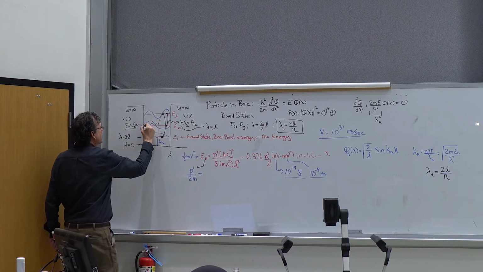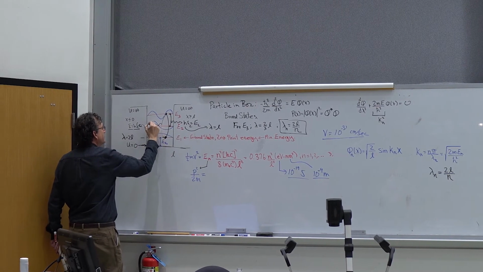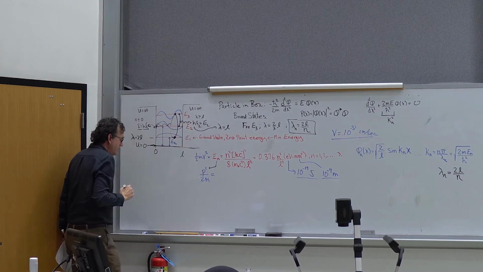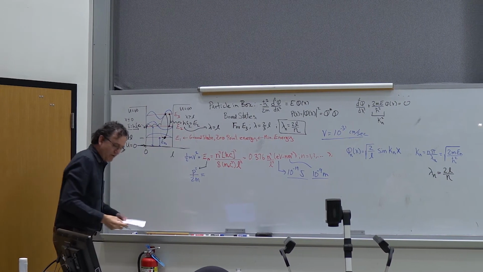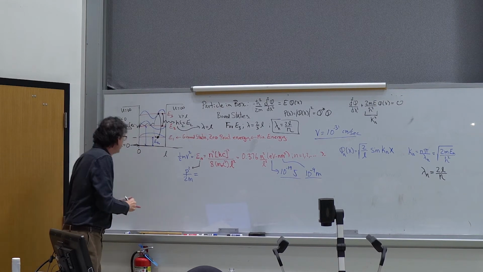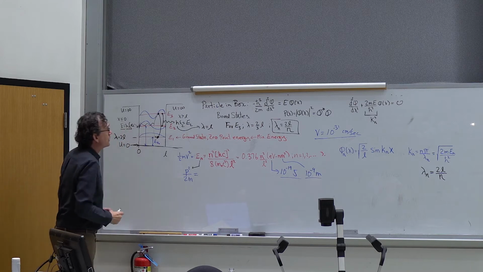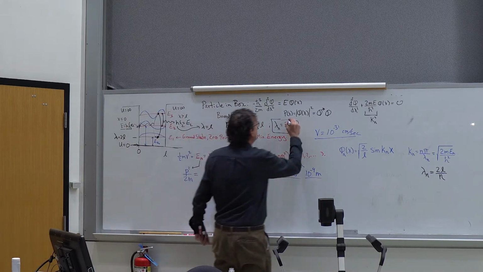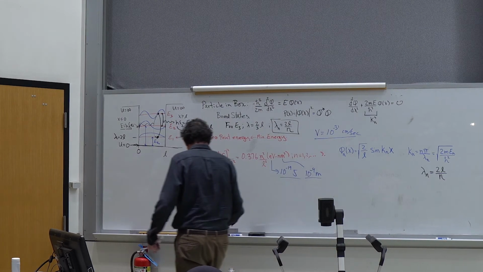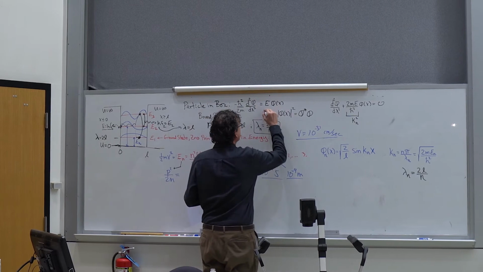Notice that the particle cannot go beyond the wall of the box. The probability has to go to 0 at this end of the box and at this end of the box. And furthermore, if I want to calculate a probability, then I have to square the wave function. Right? So I have to use this formula right here, that the probability is the square of the amplitude.